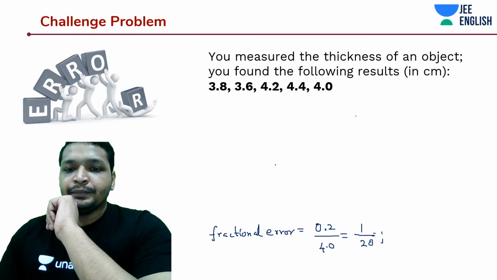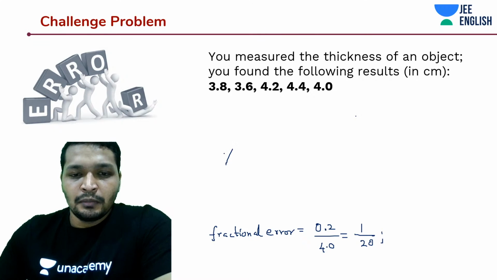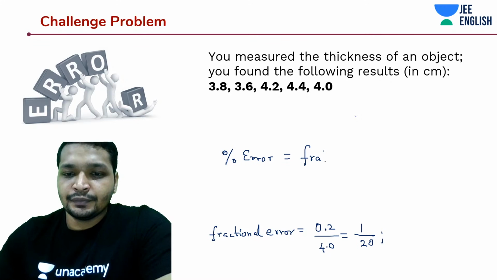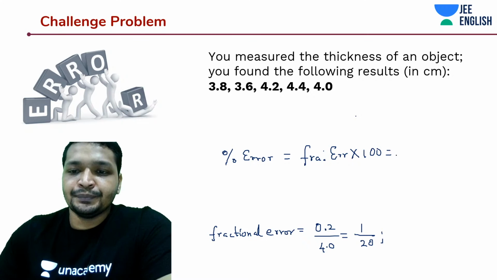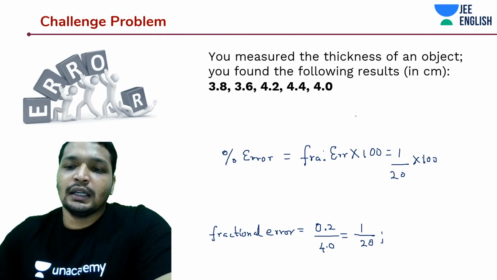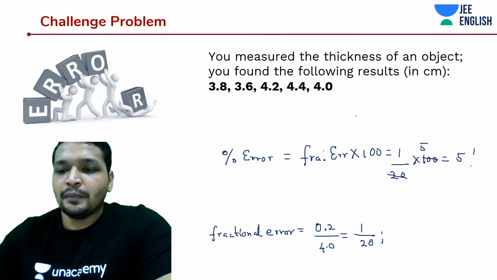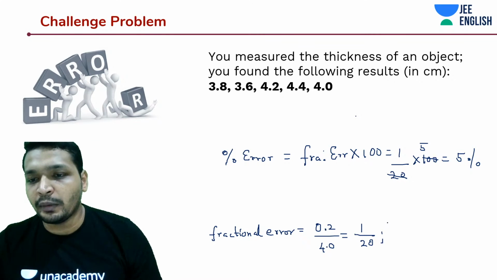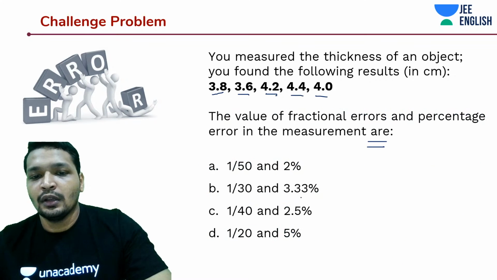Right? There we go. Percentage error is equal to nothing but fractional error into 100. What is that? 1 by 20 into 100. That's 5. Make sure you're getting this answer. It will be 5% and 1 by 20. Nothing else.